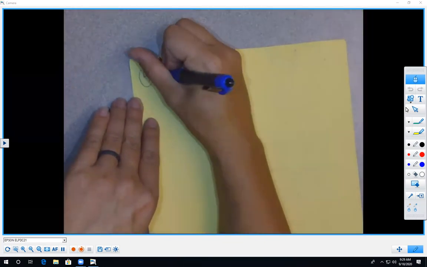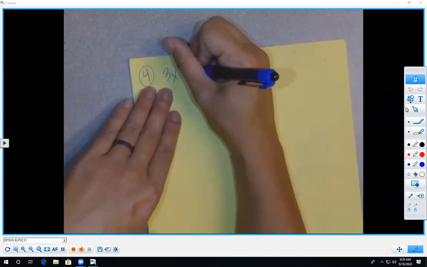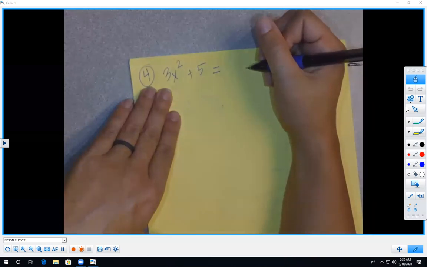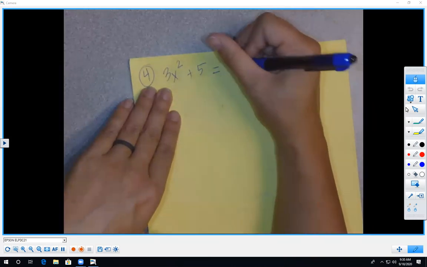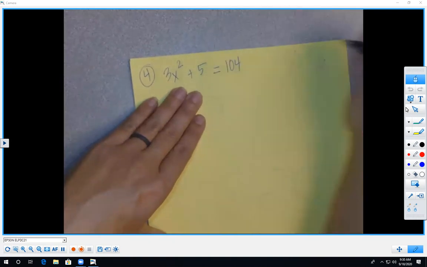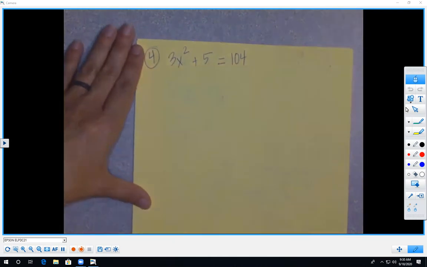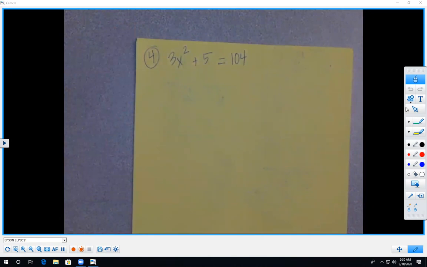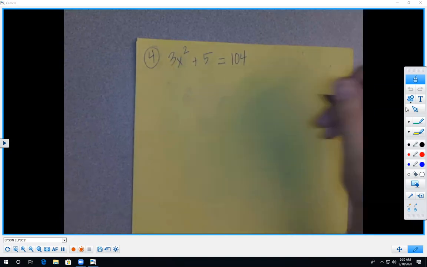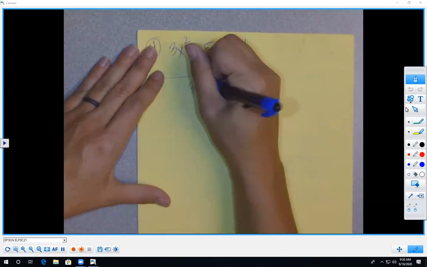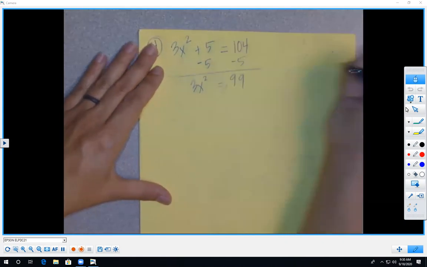What about if I had 3x squared plus 5 equals, give me a second, 100 and, let's do 104. That's my first step to solve for x here. Subtract 5 from both sides. I get 3x squared equals 99.